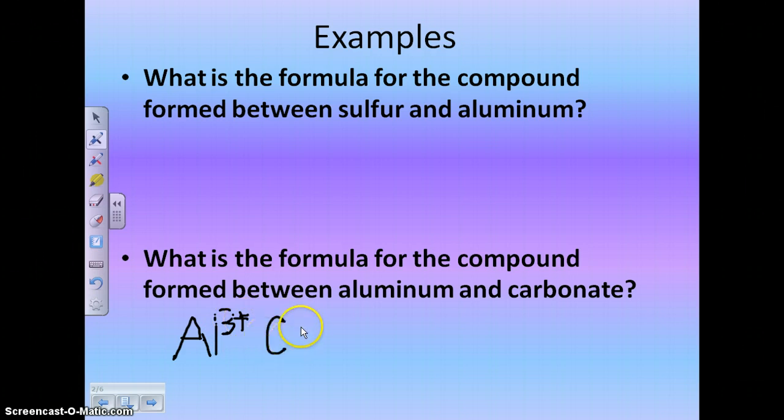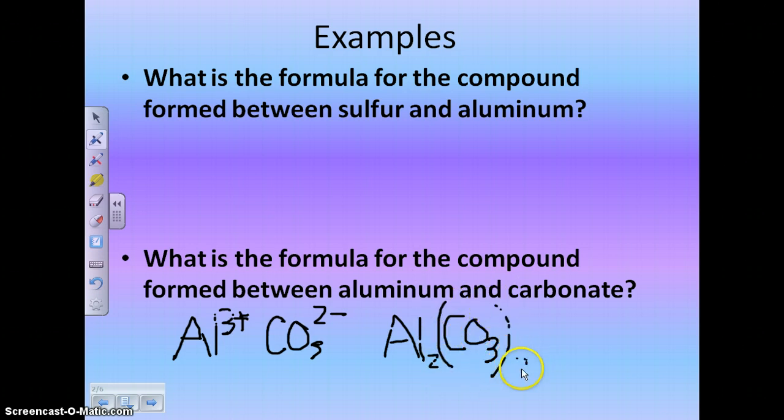All right, so we had Al3, and then we've got our CO3, 2 minus. When we swapped and dropped, we get Al2. And then we've got CO3, and then that other 3 is going to be on the outside. Now, to indicate that we want 3 of the CO3s, we need to put CO3 in parentheses. There's our formula: Al2(CO3)3.